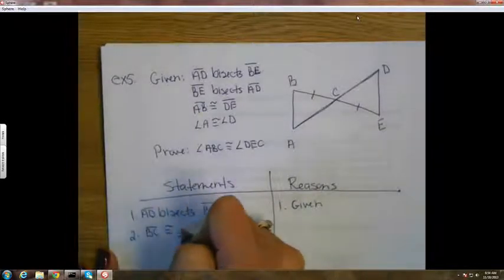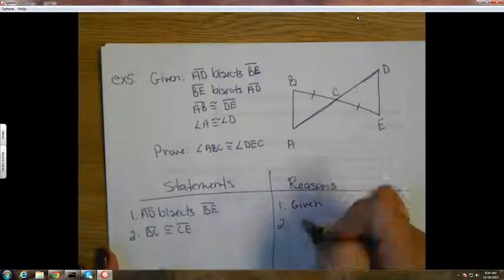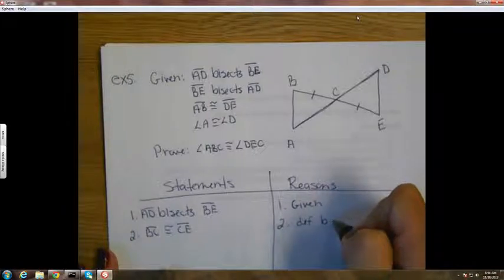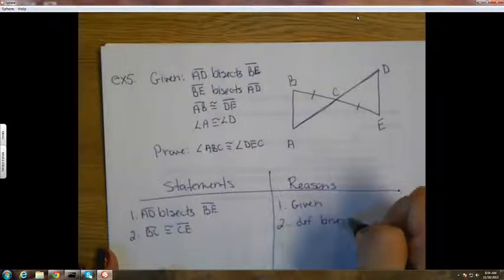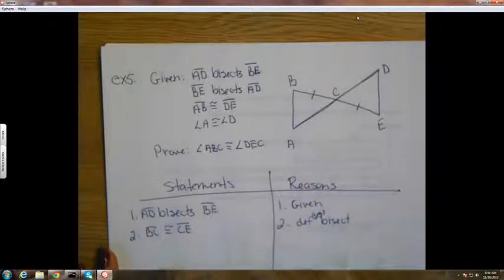So what would be the reason? What told you those were going to be congruent? Definition of bisecting. We could just say definition of bisect though. It's technically segment bisector, but I am fine with just definition of bisect. It's a segment that was being bisected.